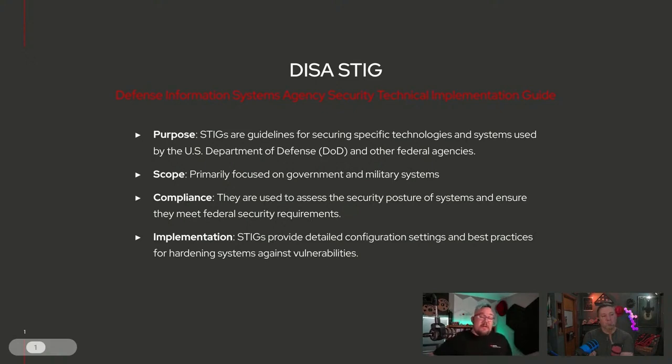On the scope, it's primarily focused on government and the contractors that are working with government and military systems. Compliance is making sure that you've got the security posture of systems to ensure the federal security requirements. So your password has to be so complicated, XYZ. And then the implementation is done by this STIG. It provides detailed configuration settings, saying if you've got a RHEL 8 box, here's how you secure that versus a RHEL 9 box. Some technology changes underneath that. How you harden a RHEL 7 box versus a RHEL 6 box has changed over time, so we're trying to make that better. That's on the DISA STIG side.